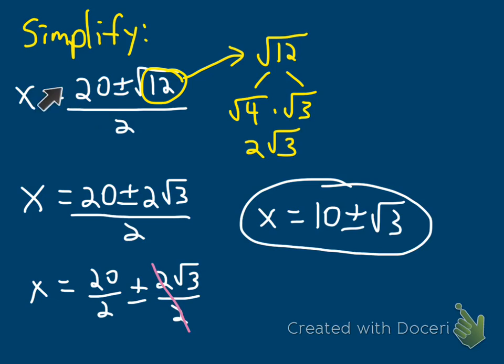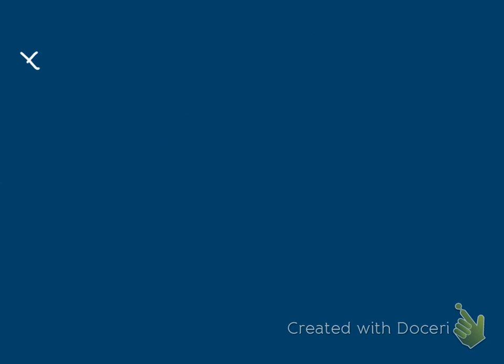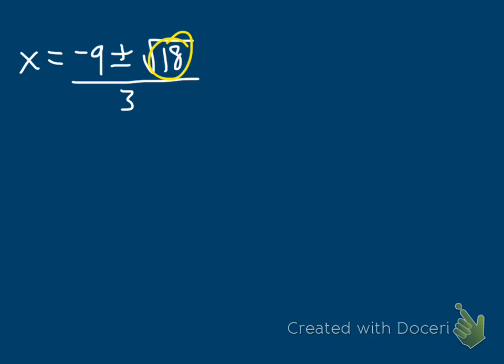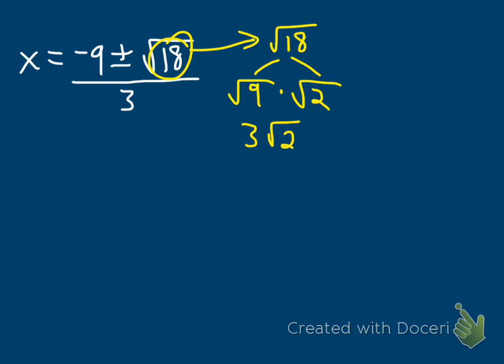I've just taken this, which was part of the quadratic formula after I found the discriminant, and I kept simplifying. So these would be the two answers to my quadratic equation. Let's try one more. So negative 3 plus or minus the square root of 18 over 3. We can simplify the square root of 18 into the square root of 9 times the square root of 2, which is 3 times the square root of 2.